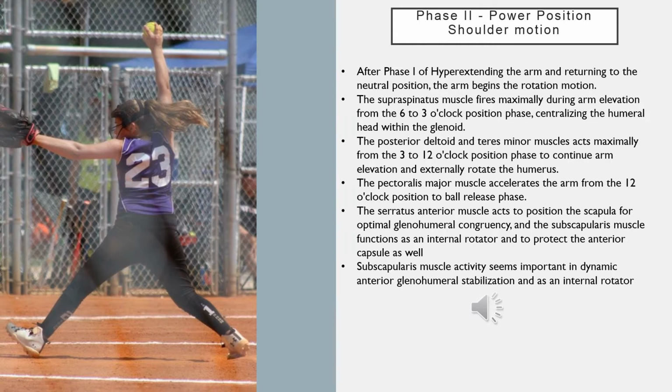The serratus anterior muscle acts to position the scapula for optimal glenohumeral congruency, and the subscapularis muscle functions as an internal rotator and to protect the anterior capsule as well. Subscapularis muscle activity seems important in dynamic anterior glenohumeral stabilization and as an internal rotator.